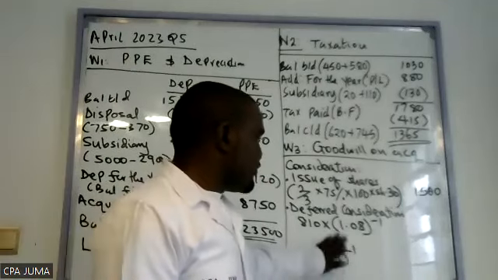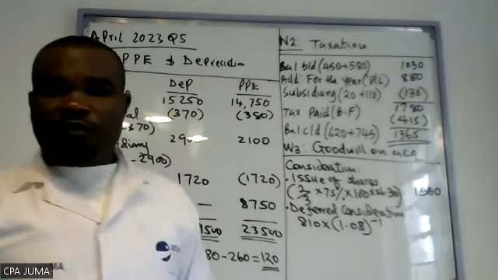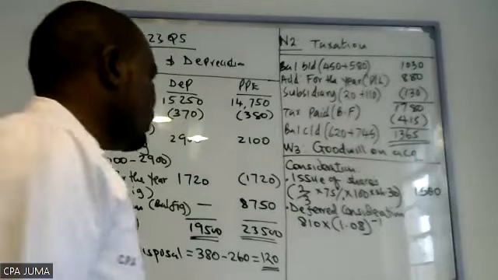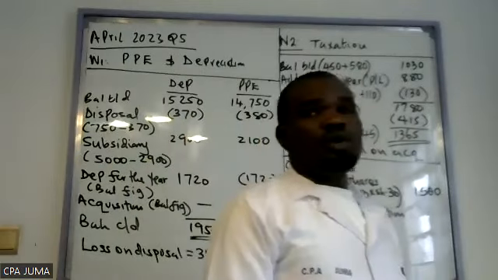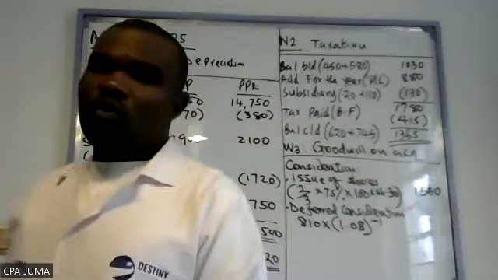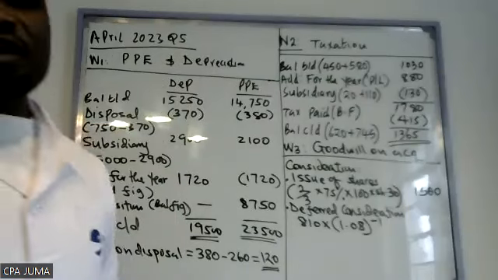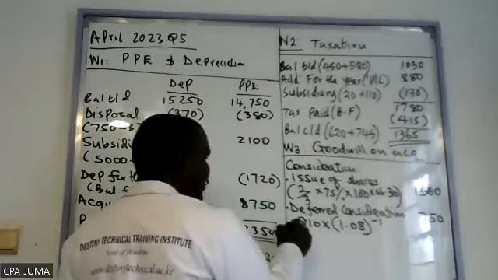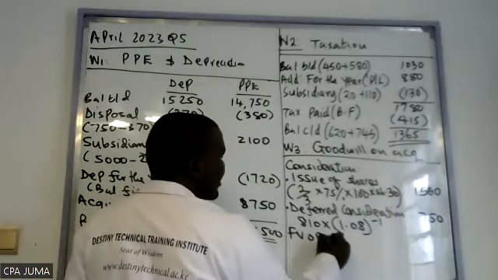Do that math for me. What do you get? We can round off if they are decimal. $750.